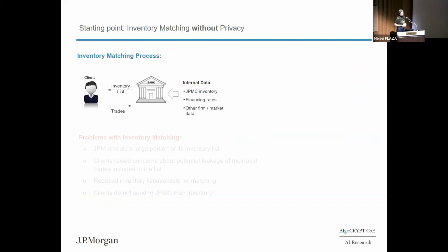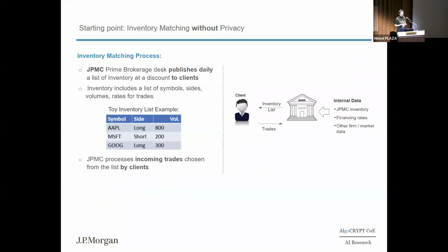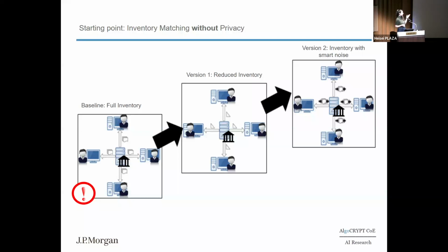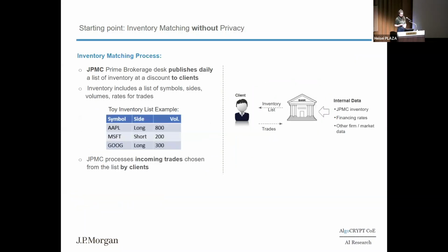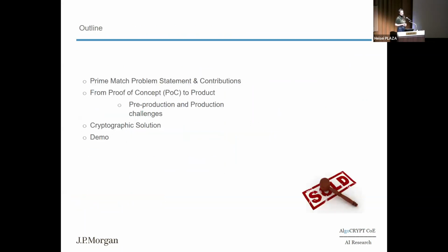This leads me to mention the current problems with this process. The current problems are that clients are asking to remove these transactions from the inventory, so we make a reduced inventory available. So we are not publishing our full inventory, we have to publish a reduced inventory. And because of that, the discounted prices will not be the same.